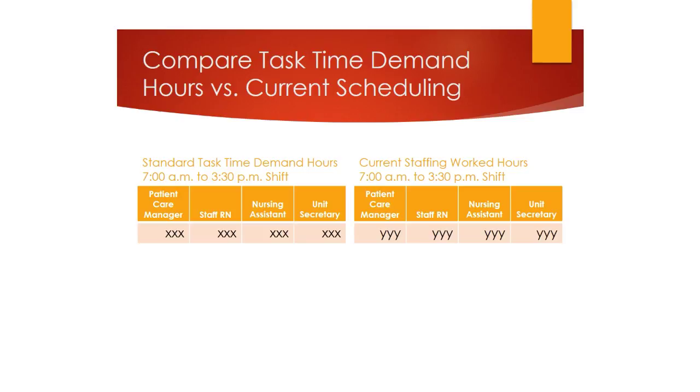Now compare the calculated task time hours to the current scheduled hours for each job class. To begin this analysis, we suggest subtracting the task time hour total calculated for each job class in the leftmost table from its corresponding job class schedule time total in the table on the right. Are you surprised by the result?